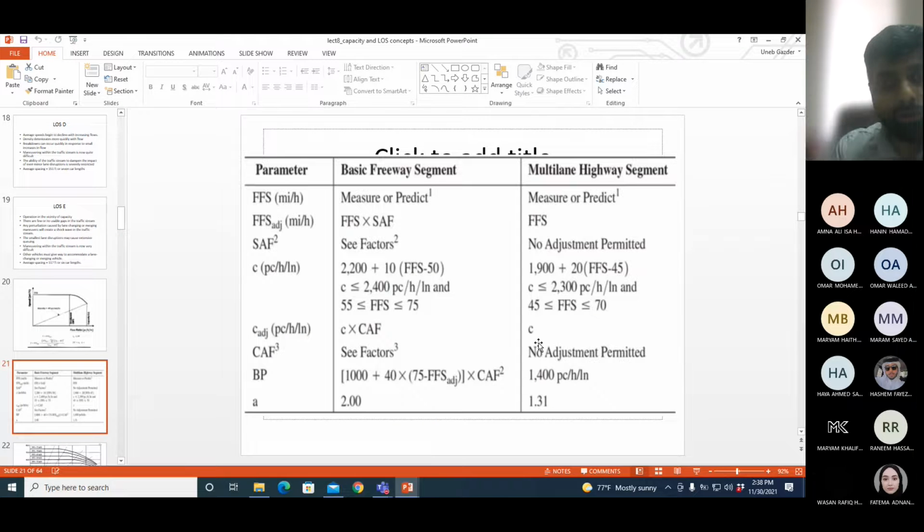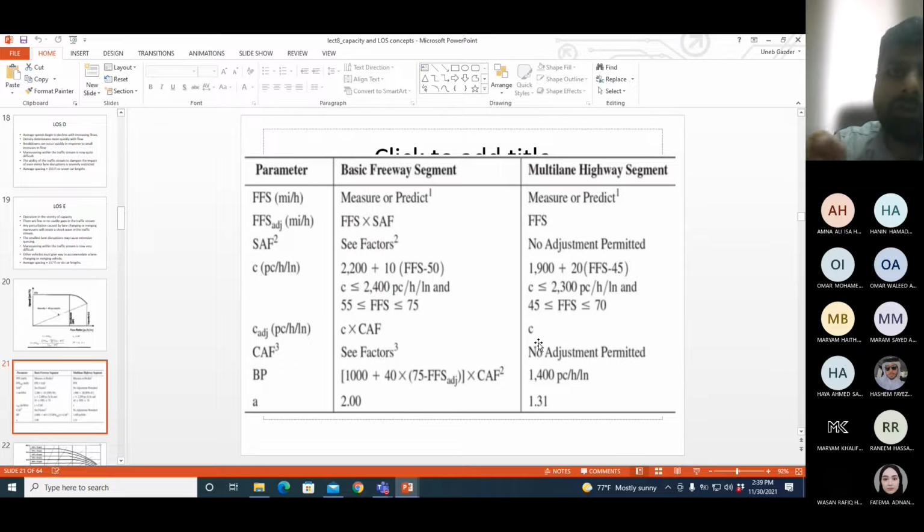Okay, this table shows you the set of equations required to calculate capacity and BP and these things. Column 2 is for freeways, column 3 for multilane highways. The first thing you need is the free flow speed. Free flow speed can be measured when the flow is up to 1000 vehicles per hour per lane, or up to the breakpoint, so you can go to the highway in that condition. When the flow is in that range, you can measure the free flow speed, no problem.